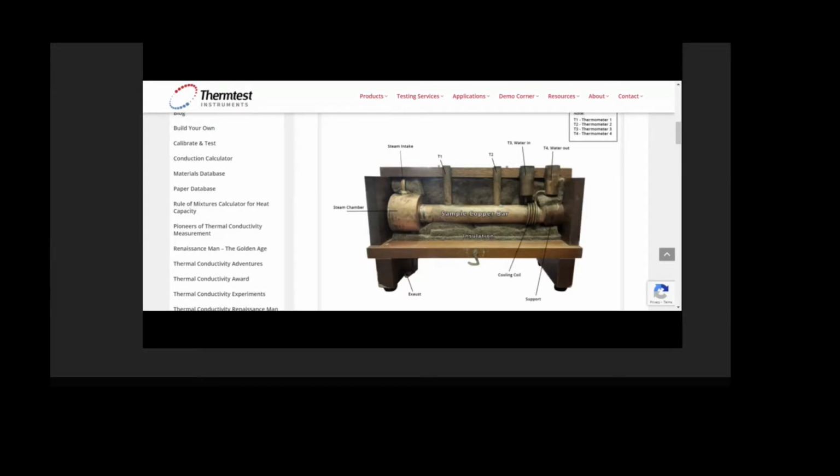You notice T1 is closer to the steam and T2 is closer to the water part. Why would both temperature readings be the same? Sir, energy goes back and forth until it becomes constant.